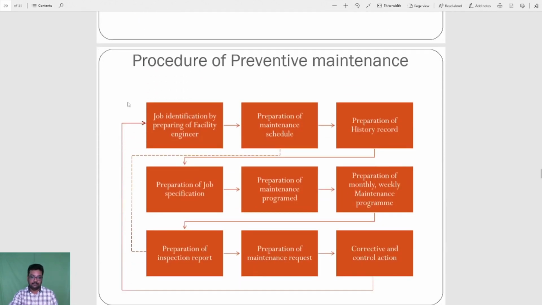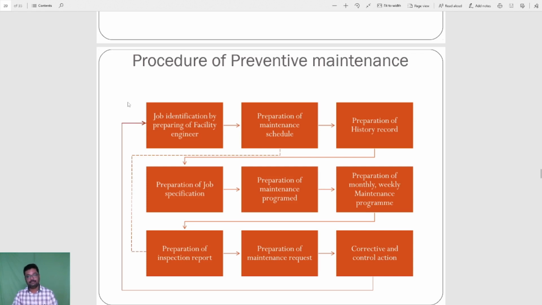Then what are the procedures? They are the same. This flow chart is common for all types of maintenance schedules. With this type of flow chart preparation, it helps us to collect the maintenance information.